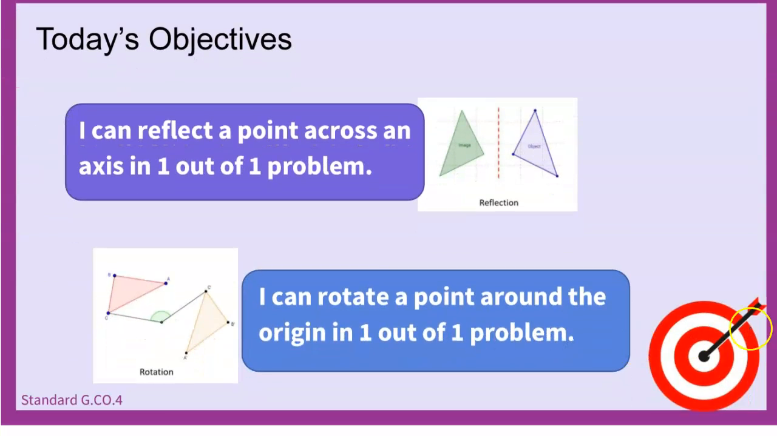So that wraps up our objectives today. I can reflect a point across an axis in 1 out of 1 problem, which we could do already, but we just have a shortcut now. And I can rotate a point around the origin in 1 out of 1 problem.